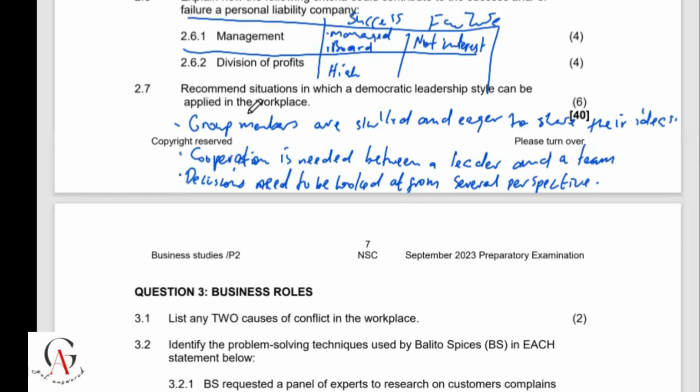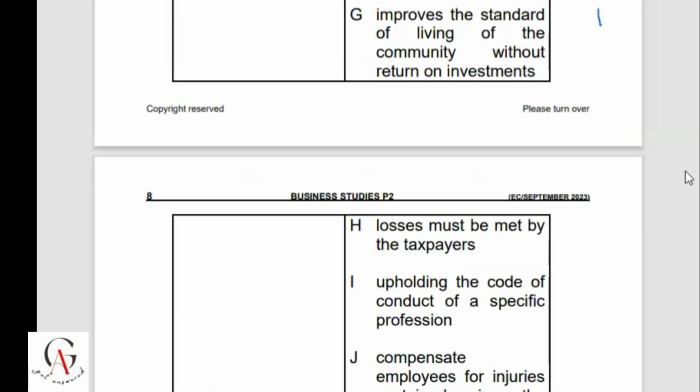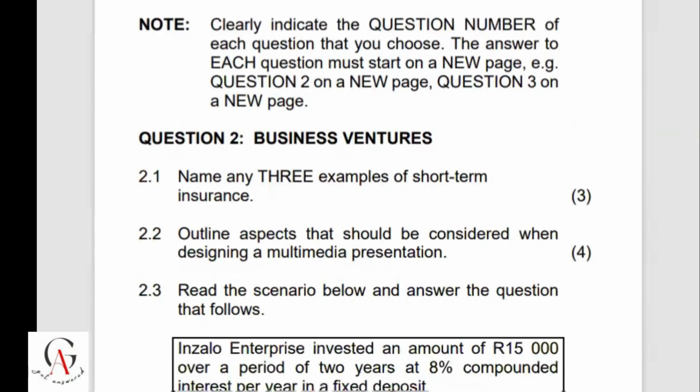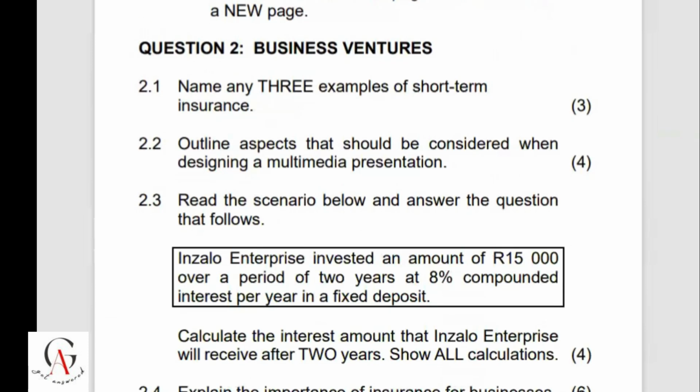Okay, right. So now let's check another question 2 from another question paper. What do we have? Question 2 from this question paper reads as follows. In particular, 2.1, name any 3 examples of short-term insurance. One of the examples of short-term insurance we have is property insurance. We also have money in transit. We also have theft. We also have burglary. We also have fire and the likes.